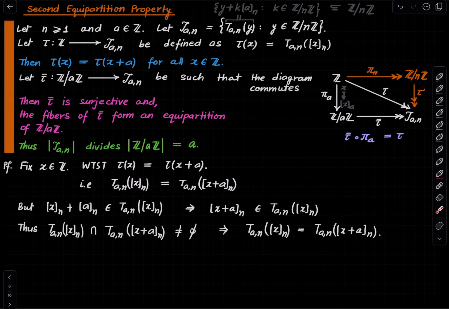What remains is to show that the fibers of tau bar form an equipartition of Z mod aZ, that is, any two fibers have the same size. I took my sweet time just to enunciate the second equipartition property, but I don't want to miss anything.